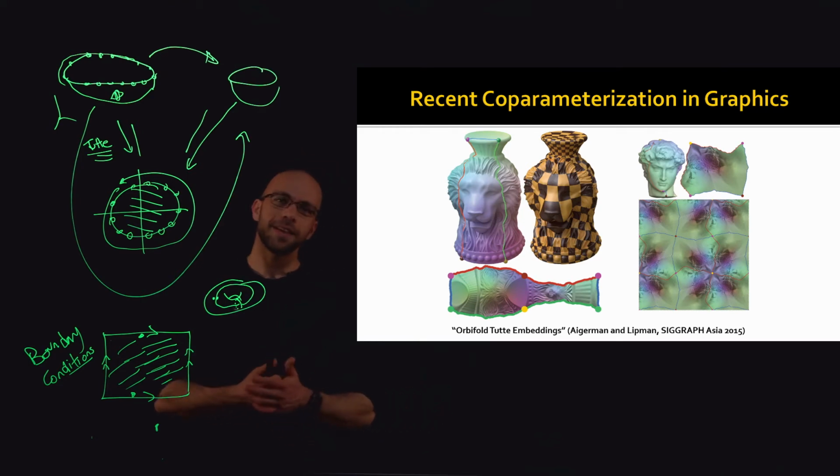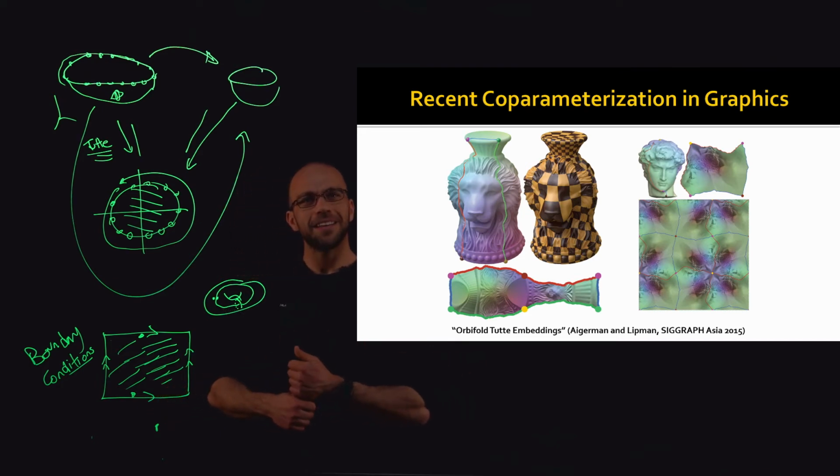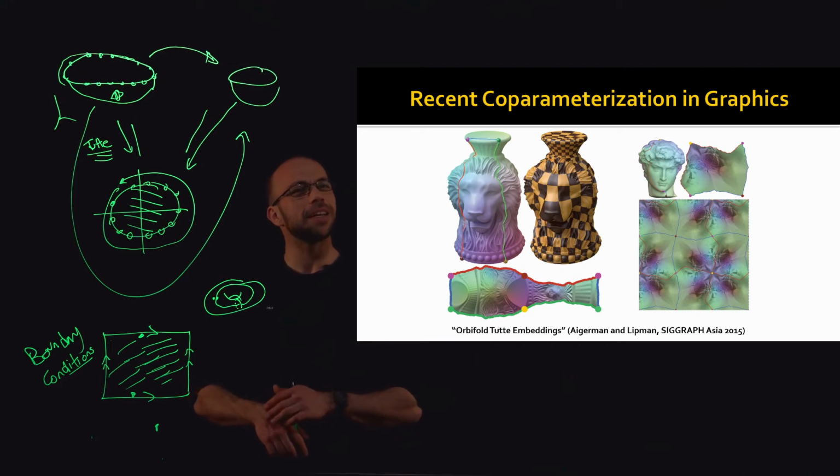One last note is that the distortion of these maps tends to be concentrated right at these cone points, like the corners of this mapping. So when you're looking at their figures, be sure to look really closely at those.